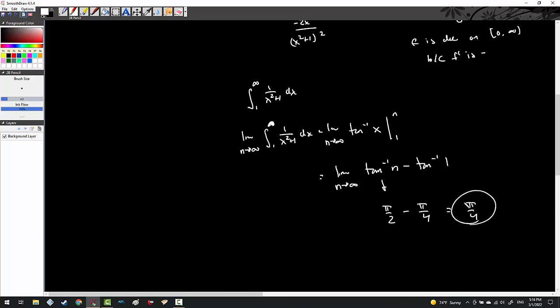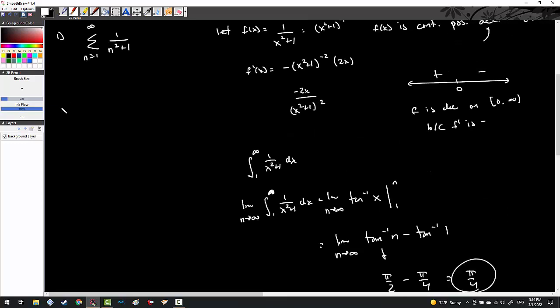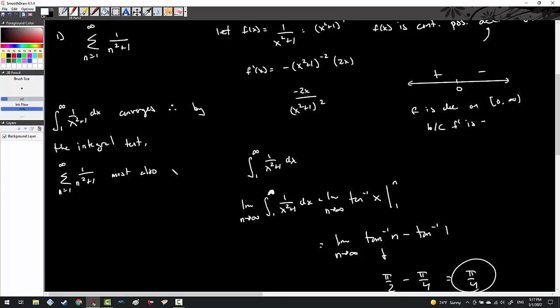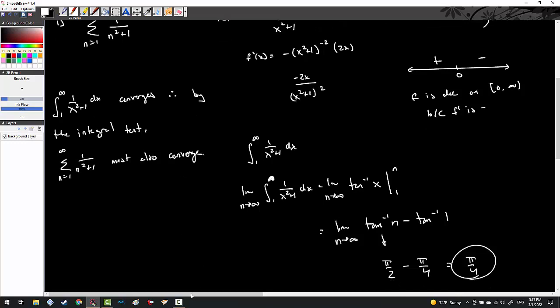So the way I justify this now is I say the integral from 1 to infinity of 1 over x squared plus 1 dx converges, and therefore I have to identify what test I used. So therefore, by the integral test, the sum from n equals 1 to infinity of 1 over n squared plus 1 must also converge. And that's my justification right there. That's how I end up using the integral test in order to prove convergence. So hopefully that makes sense. I'll be right back with the next example.